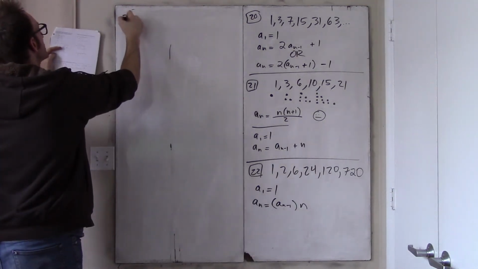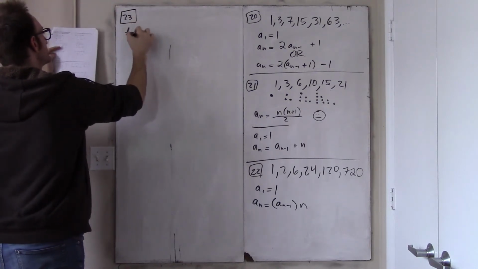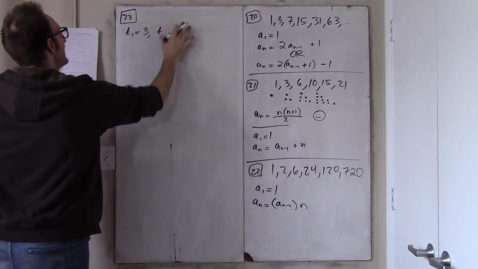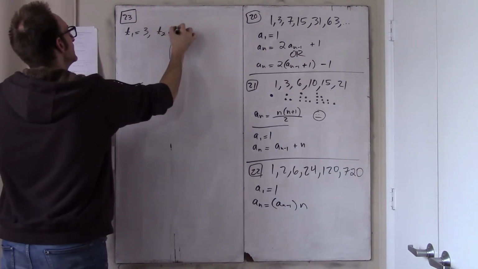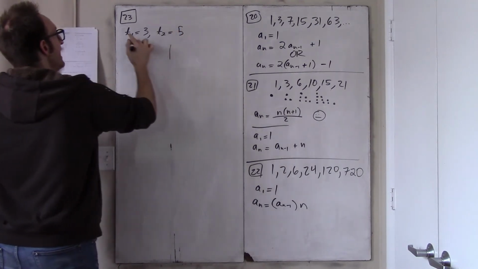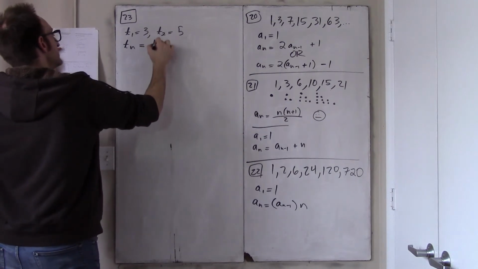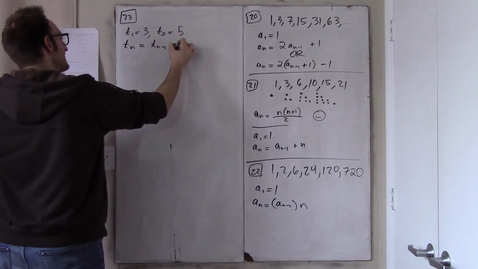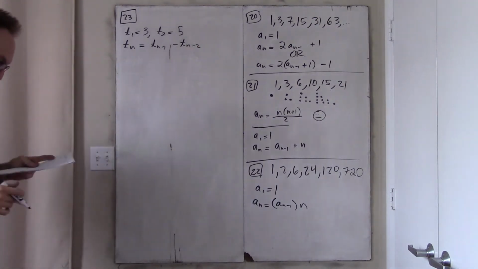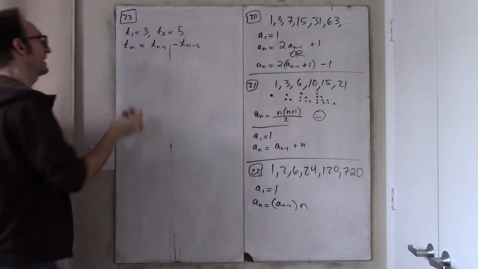Two more from this page. Here we are, number 23. Here's what they tell you. The first term is 3. The second term is 5. And then the nth term is the previous term minus the term 2 back. Whoa, that's kind of crazy. Okay, well, let's just begin.